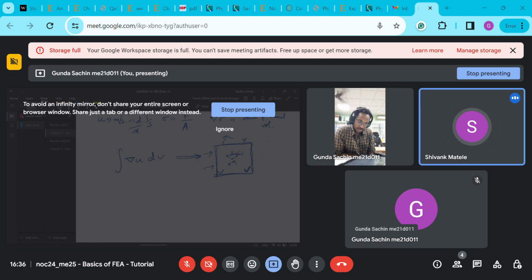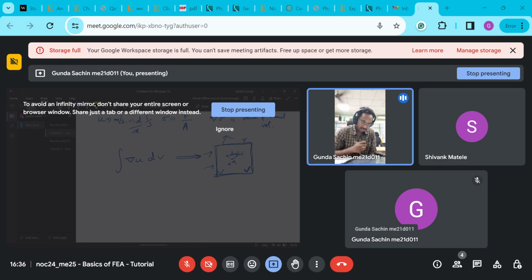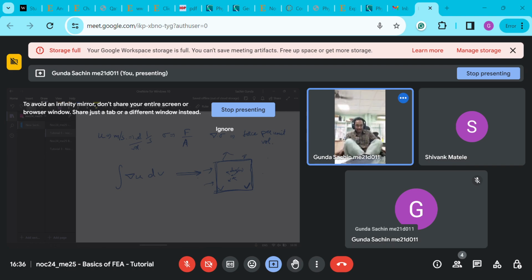Now it really makes sense towards the FEM equations also. That's why we are going for this. If you understand these basic concepts, then it becomes easier to understand those things as well.